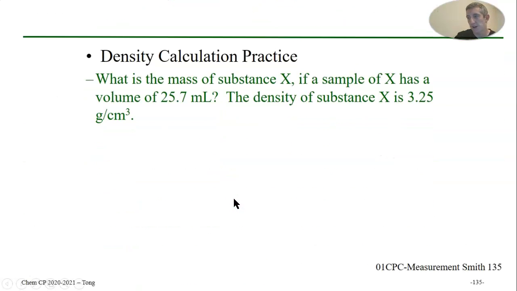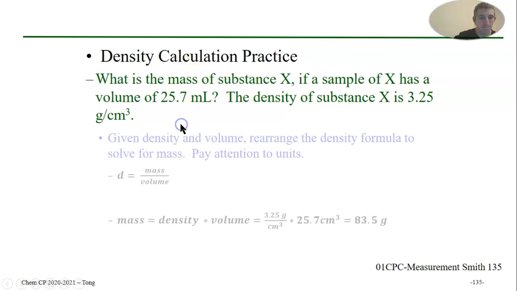So here's another example. This one you can actually solve for the mass. So when you have 3 variables, density, mass, and volume, we're going to give you 2 of those 3, and you can solve for the third one using your algebra skills. So in this case, the 2 variables we gave you are volume and density, and the third one that we did not give you is mass.